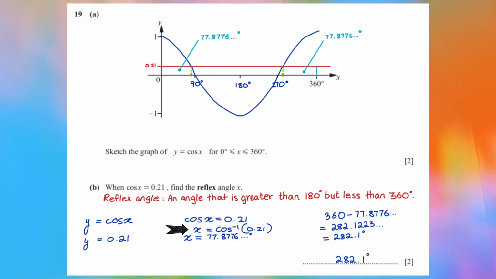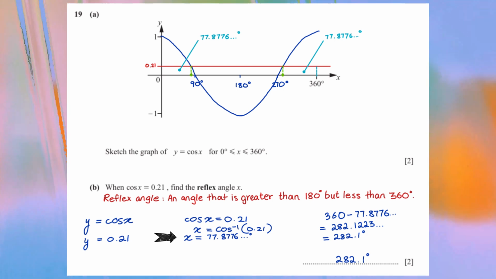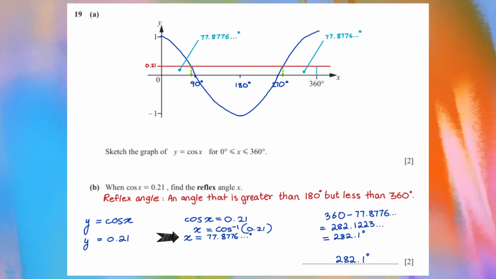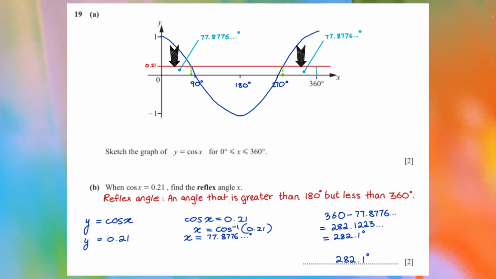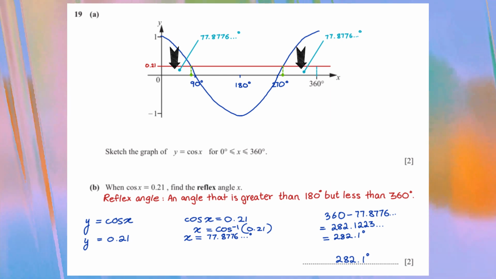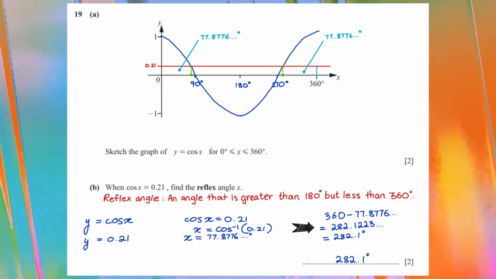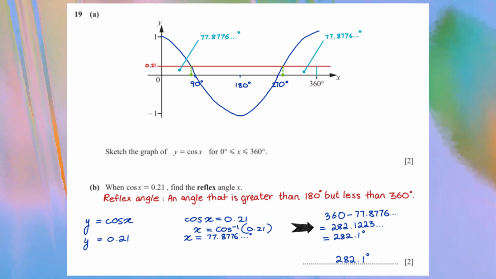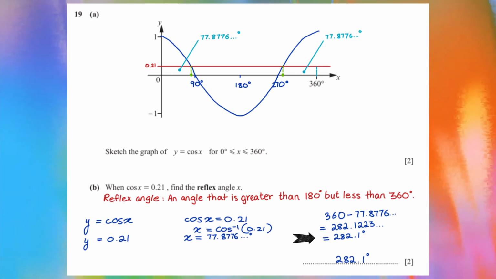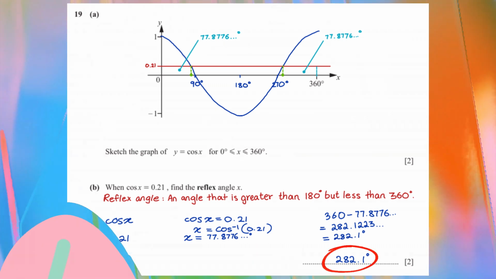Take cosine inverse of 0.21. This gives us x equals 77.8776 and so on. As you can see, these spaces I'm showing you here represent 77.8776 and so on degrees. So to find this x-coordinate, we just subtract 77.8776 and so on from 360. This gives us 282.1223 and so on. Rounding to one decimal place gives us 282.1 degrees, which is the answer.